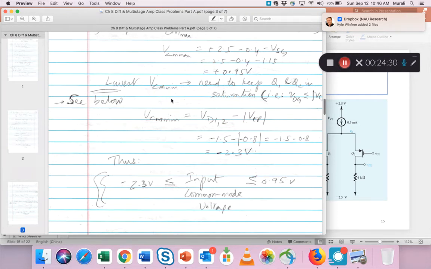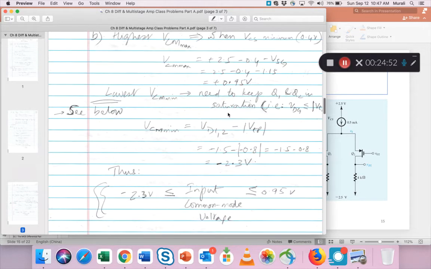So to find the lowest value, VCM min, that means what is the value that can keep Q1 and Q2 still in saturation, and that is derived as this minus VTP, which is minus 2.3 volts. So your range is minus 2.3 to 0.95. It's quite a large range for this PMOS device.